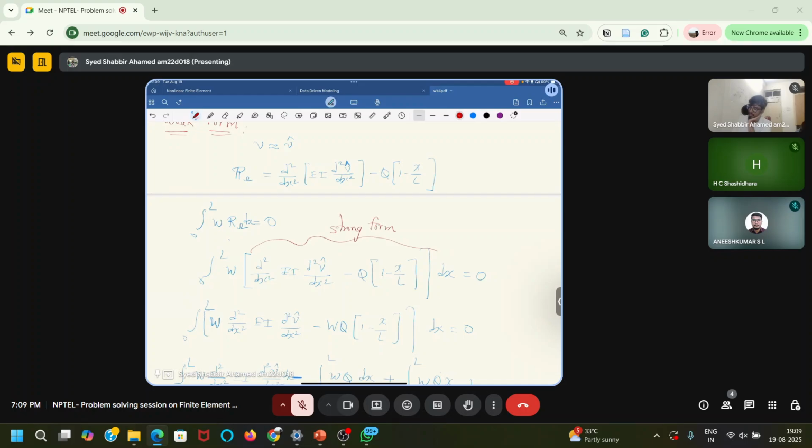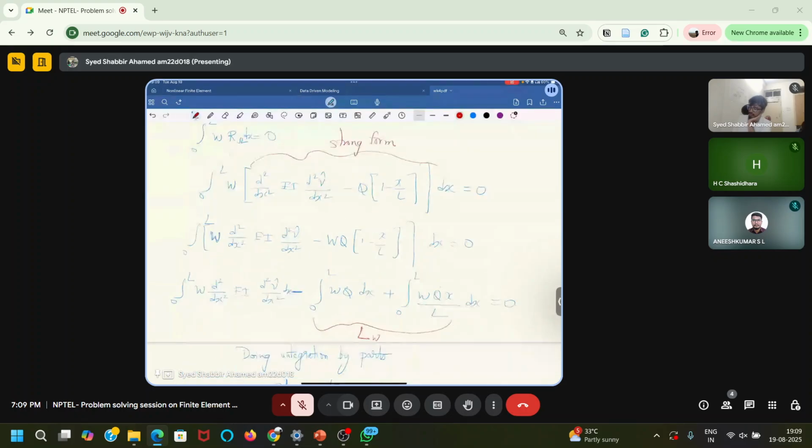And doing integration by parts two times. Now you can see here in this strong form, we had to differentiate v four times: d square v by dx square was two times. Again, there was one integration outside, which will differentiate v again two times.